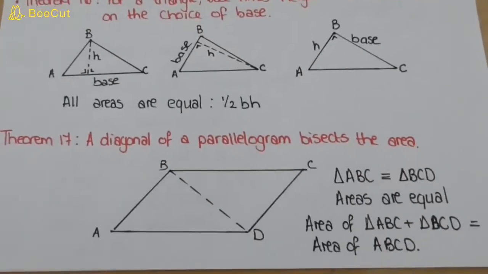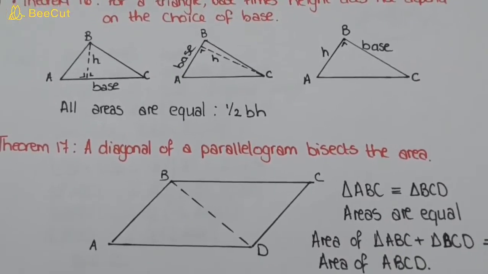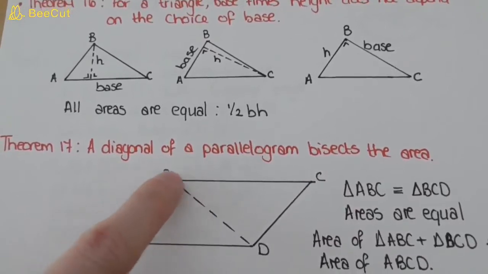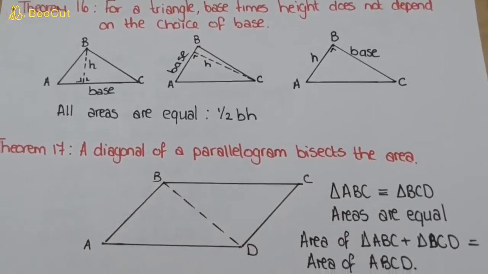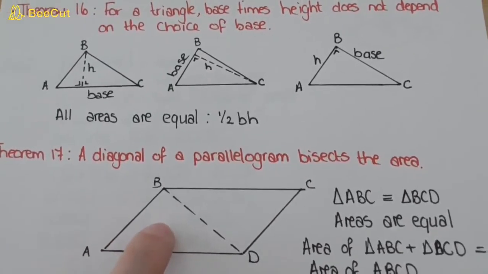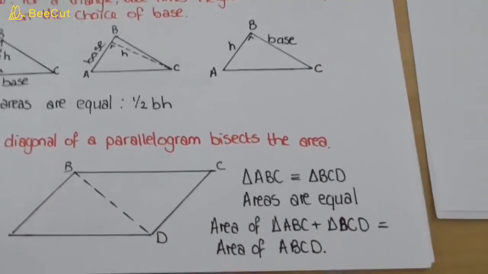Theorem 17. A diagonal of a parallelogram bisects the area. So whatever the area of that parallelogram is, where you put in a diagonal, that means it has bisected the area. It's cut it in two. So the area of this triangle should be the exact same as the area of that triangle. That's all that's stating.